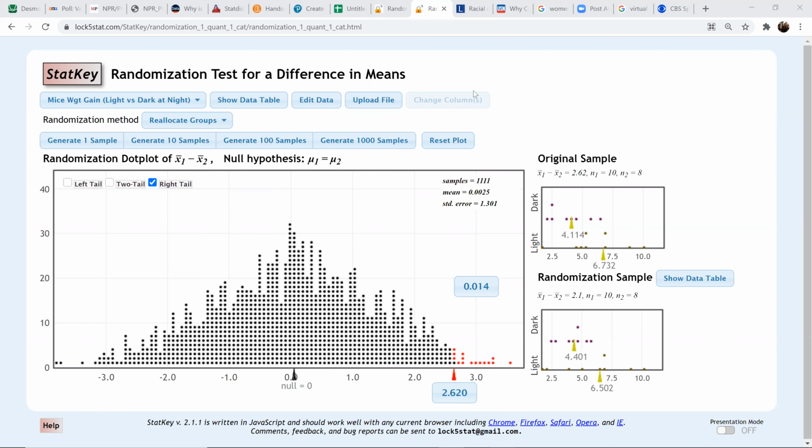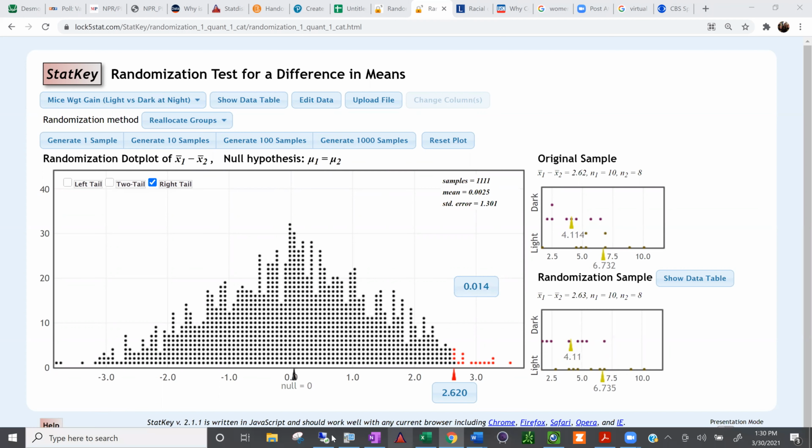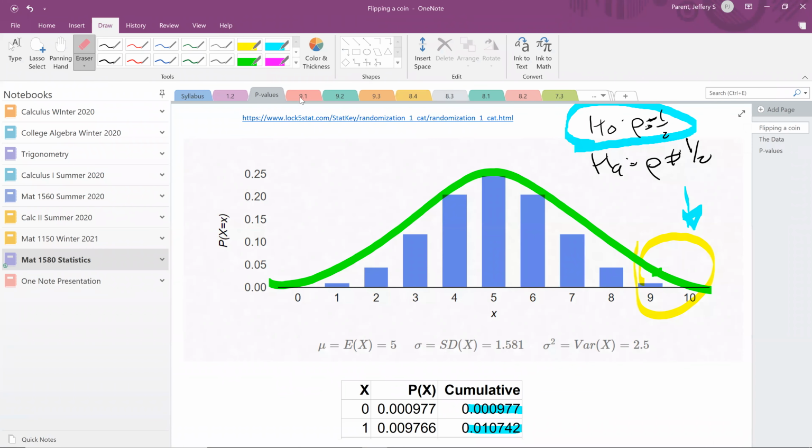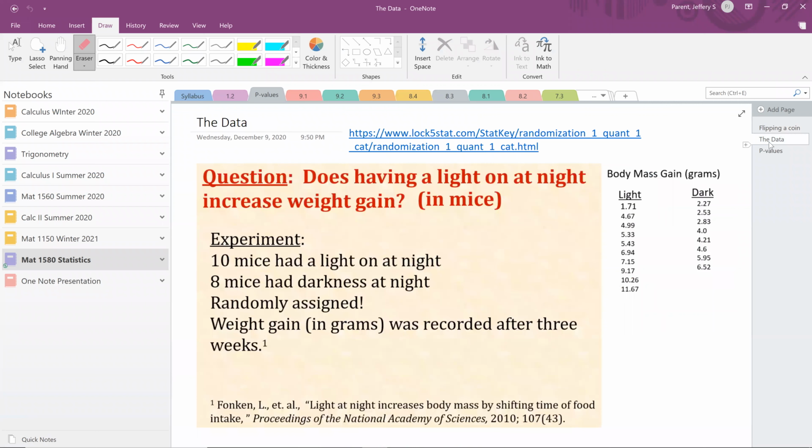This is a study done on mice. And what the researchers did was they put mice in two different conditions. One of them was to sleep at night with a light on, and one of them slept without a light, slept in the dark. And for reasons that I can't explain, they assigned the mice this way. 10 mice had the light on, 8 mice had the light off, slept in the darkness. And here's their body mass weight gain. Those who slept in the light, those who slept in the dark.